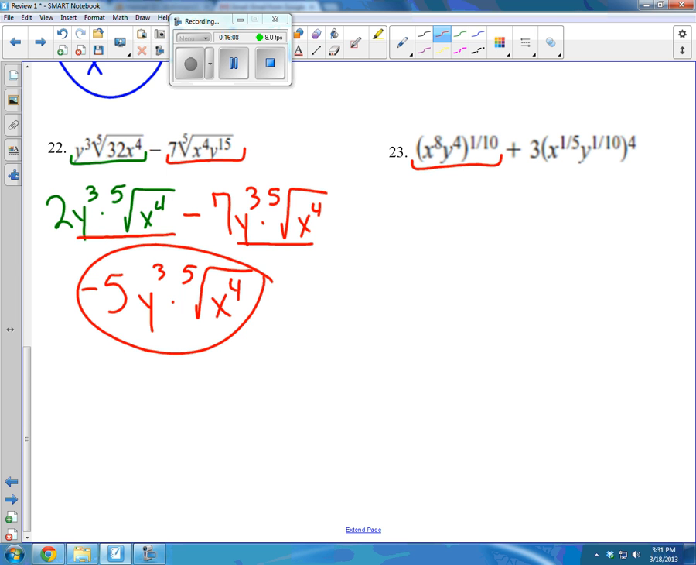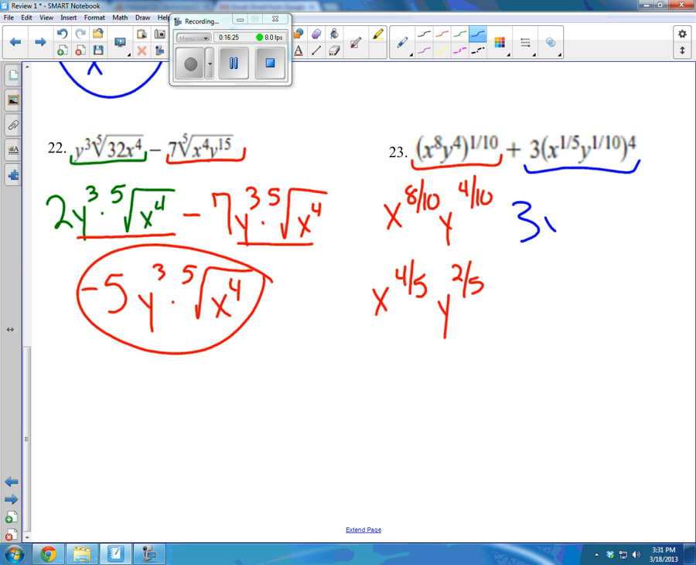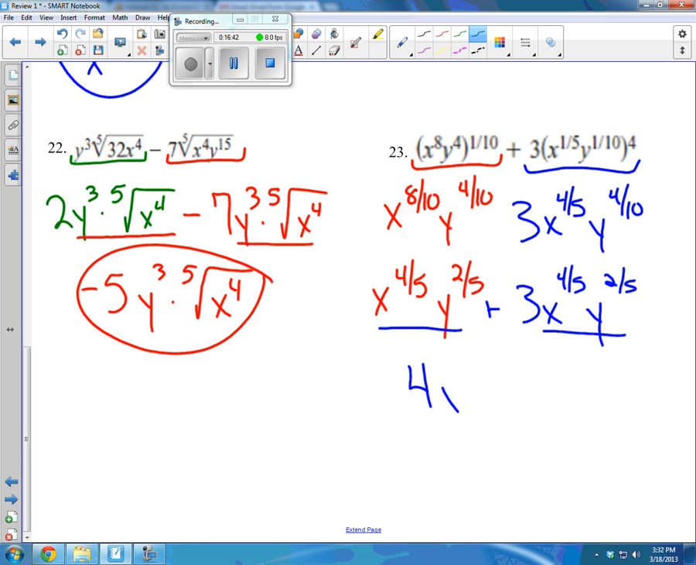23, same idea. I'm going to make my first term and clean it up. So I get x to the 8/10 and y to the 4/10, which just becomes x to the 4/5 and y to the 2/5. And now in my second term, I have the 3 to start with, but I'm going to have x to the 4/5 and y to the 4/10. And then that's going to become 3x to the 4/5 and y to the 2/5. So when I look at how many of these x to the 4/5, y to the 2/5 that I have, 4 of them.